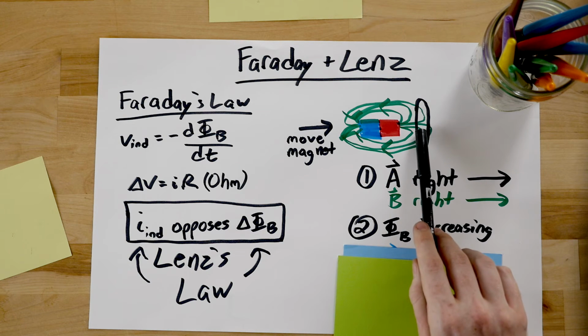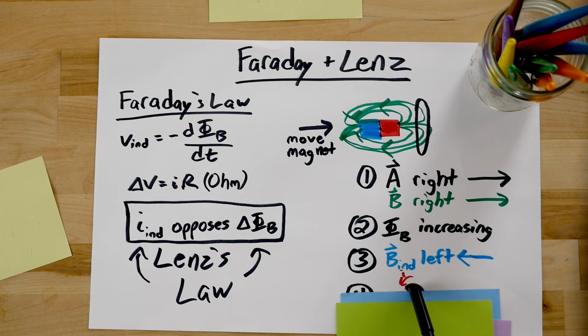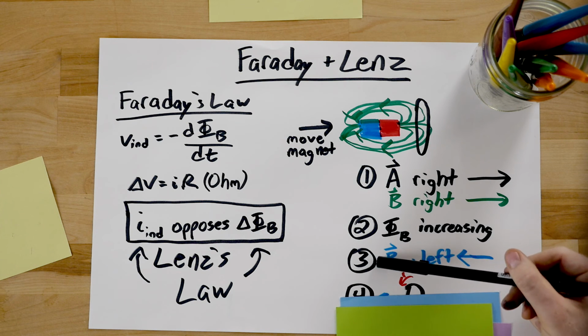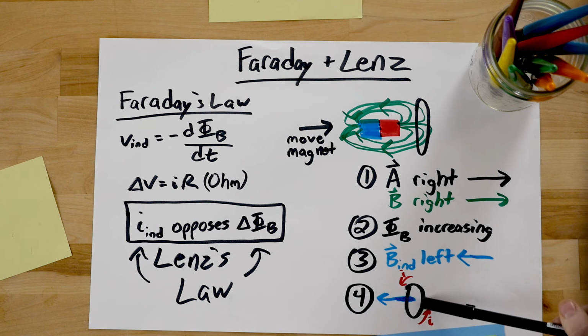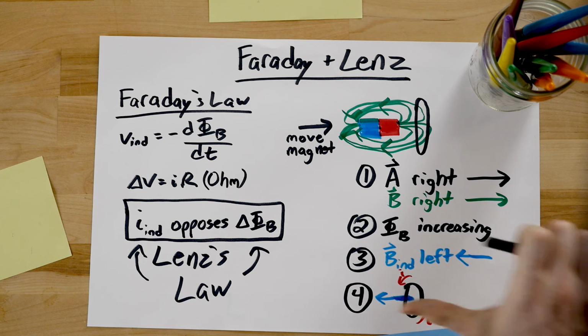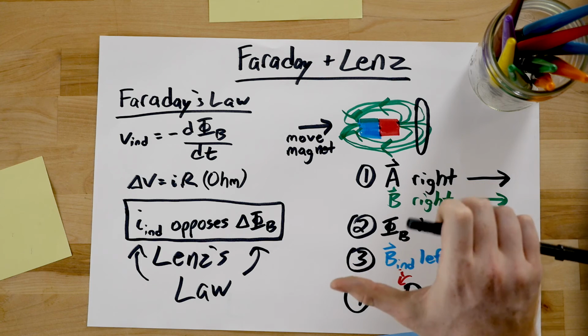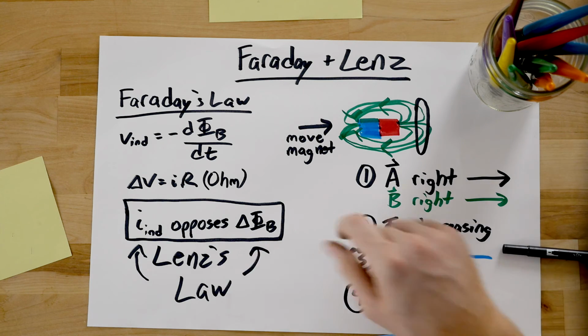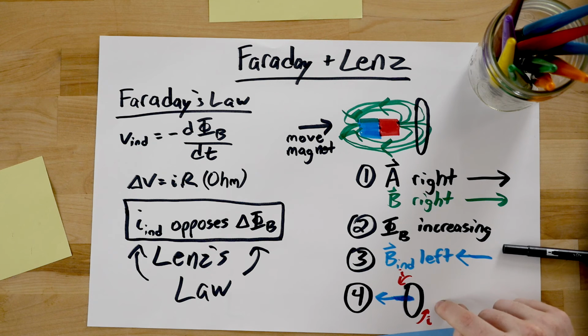So in this case, if flux is increasing to the right, it's going to induce a magnetic field to the left to counteract that flux. So if I know my induced magnetic field is pointing to the left, the fourth step tells me to use a right-hand rule to determine the current through that wire. If I point my thumb in the direction of the induced magnetic field and I curl my fingers, I will see that if I have it left, the current has to go in this direction.